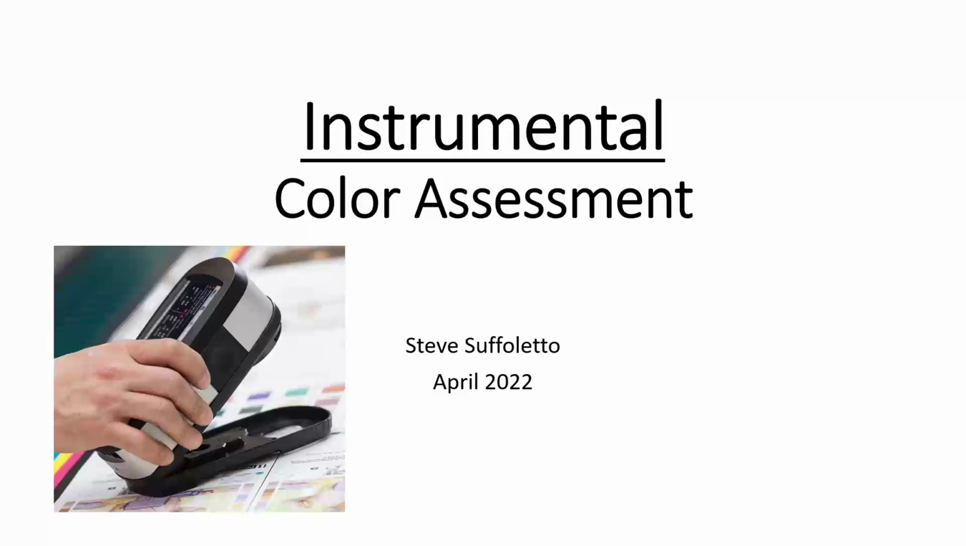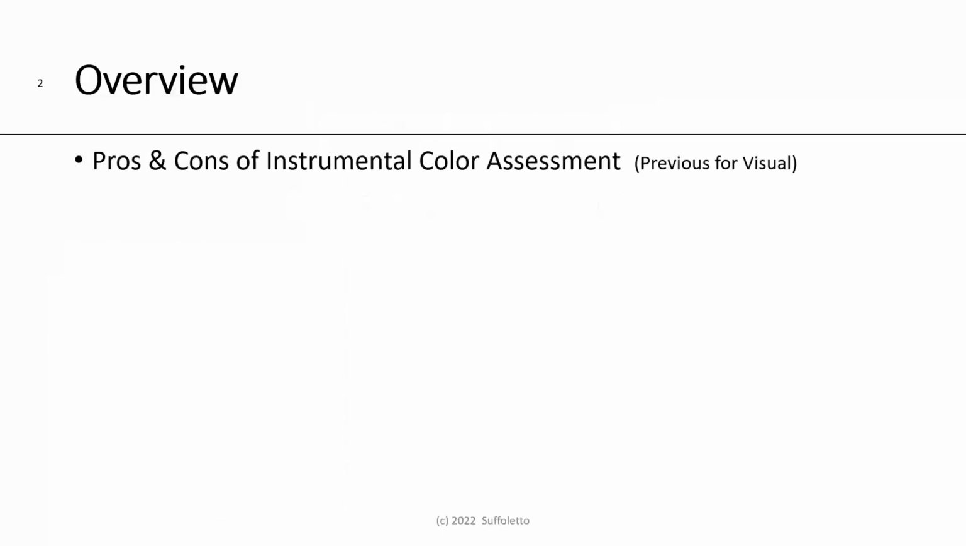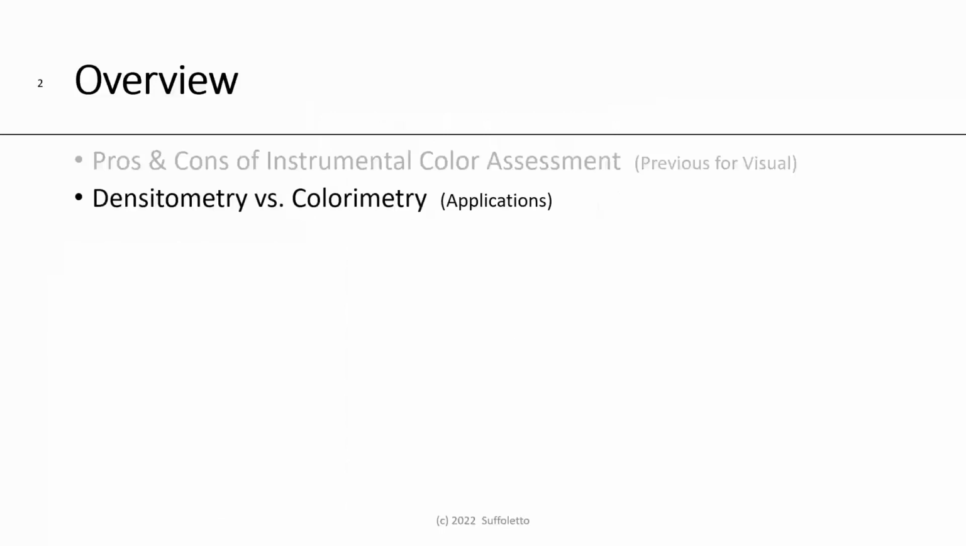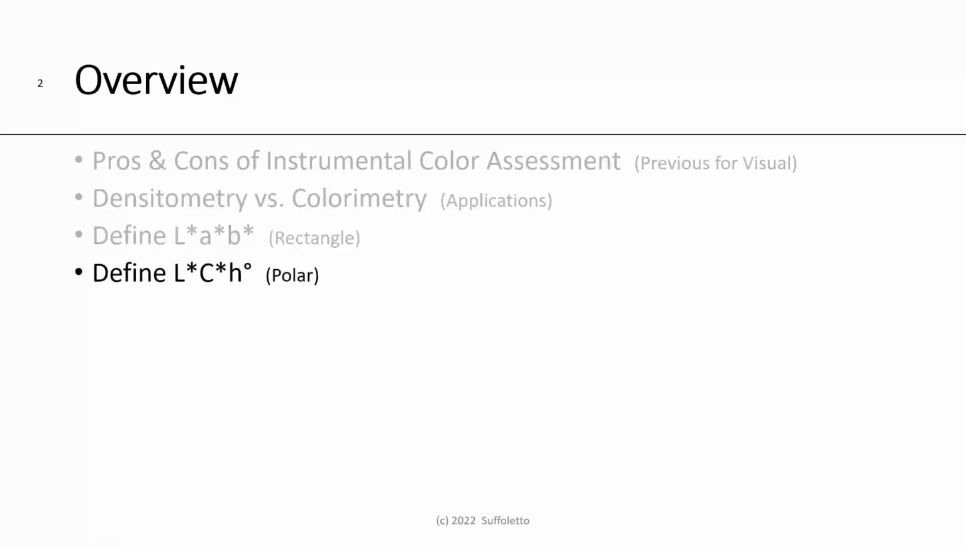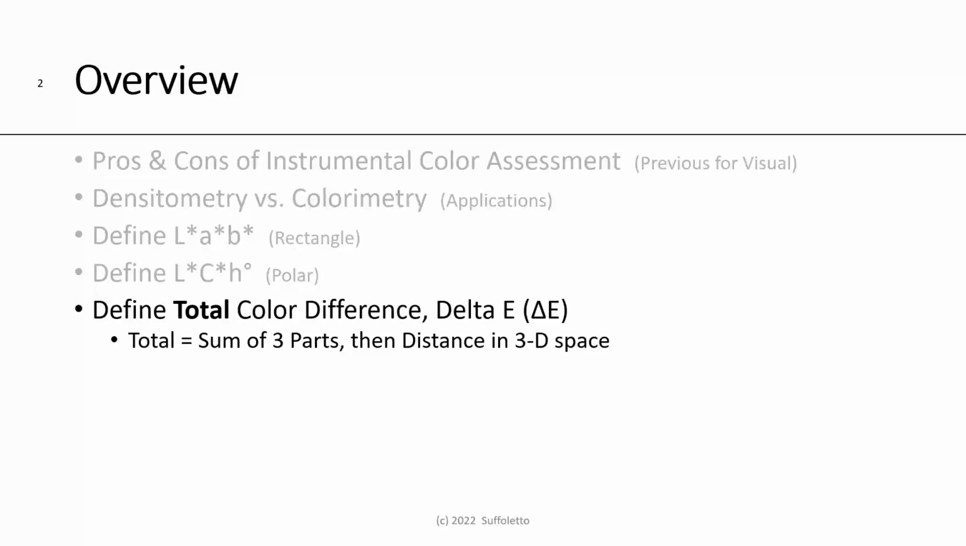Today's presentation is titled Instrumental Color Assessment. We're going to be talking about the pros and cons of instrument color assessment, densitometry versus colorimetry. We'll define L star, A star, B star color space, as well as L star, C star, H angle. We'll define total color difference, or delta E, where total is a sum of three independent parts and difference is a distance in color space.